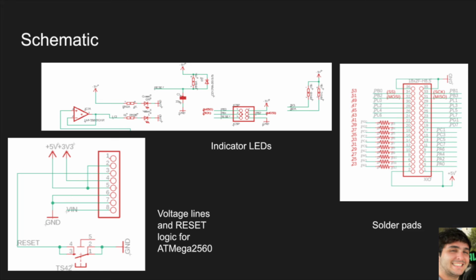Next, we have some additional circuitry used for debugging. Starting from the bottom, we have some voltage lines and a reset logic for the chip. When the reset button is pulled low to ground, the Atmega 2560 chip is shorted and power is restarted, which in turn resets the program on the board. Similarly, we have some indicator LEDs which are used to show the user whether or not power is on the board and if data is being transmitted between the board and the computer. We also have some solder pads which are used to solder physical wires onto the board, for example, the motor drivers or the LCD.